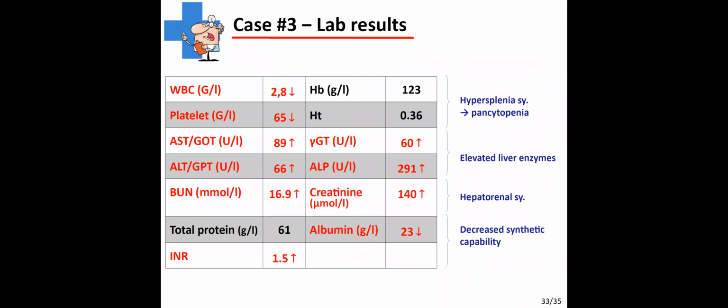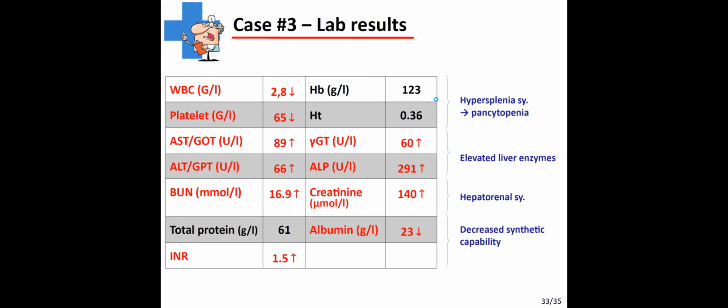Parameters: white blood cell count decreased, platelet count decreased, AST and ALT increased, blood urea nitrogen increased. Total protein is still borderline, because normal is 60 to 80. INR, so the prothrombin time, is increased. Hemoglobin and hematocrit are normal. Gamma-glutamyl transferase activity is higher, alkaline phosphatase is higher, creatinine is higher, and albumin is lower. Now here is written what is altering the parameters.